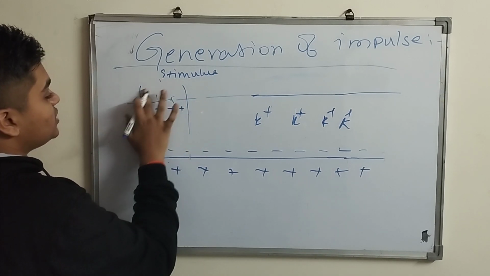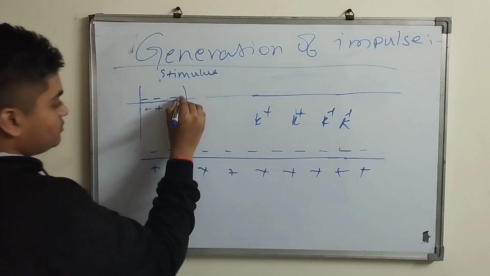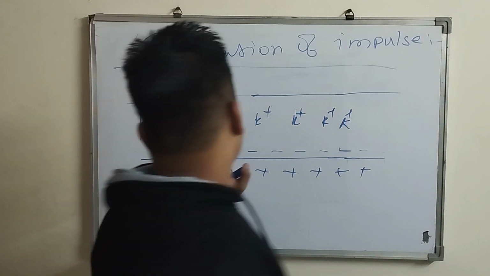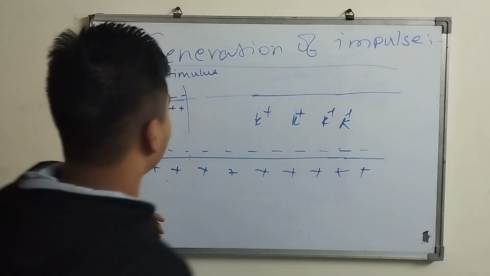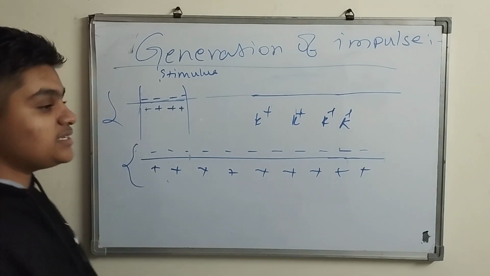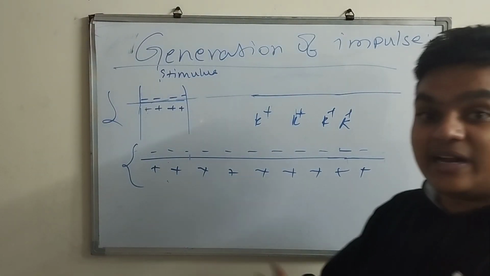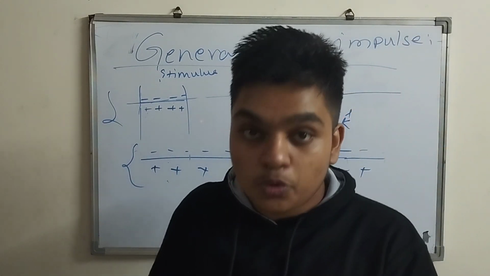Outer membrane becomes negative. Am I right or wrong? Outer membrane is becoming negative. Inner membrane is becoming positive. I don't know what is happening. Here the polarity has been reversed. Here the polarity has been disturbed and reversed. What do you call this situation?